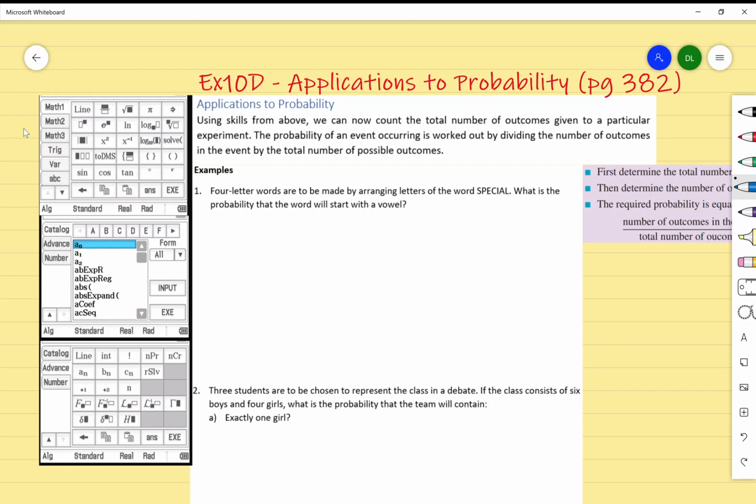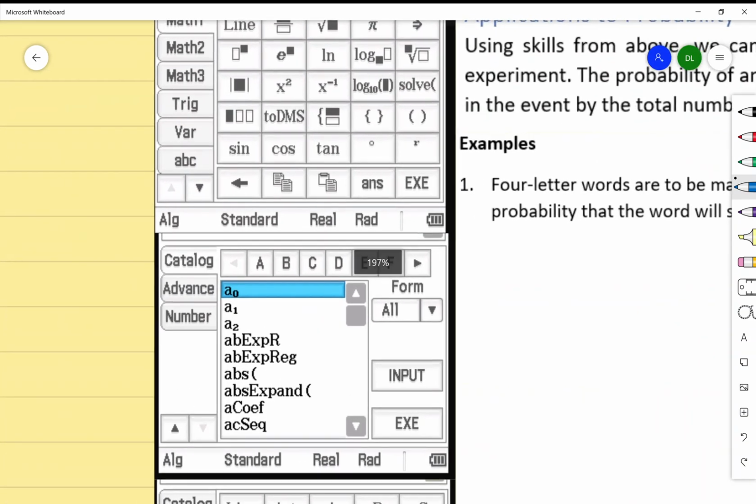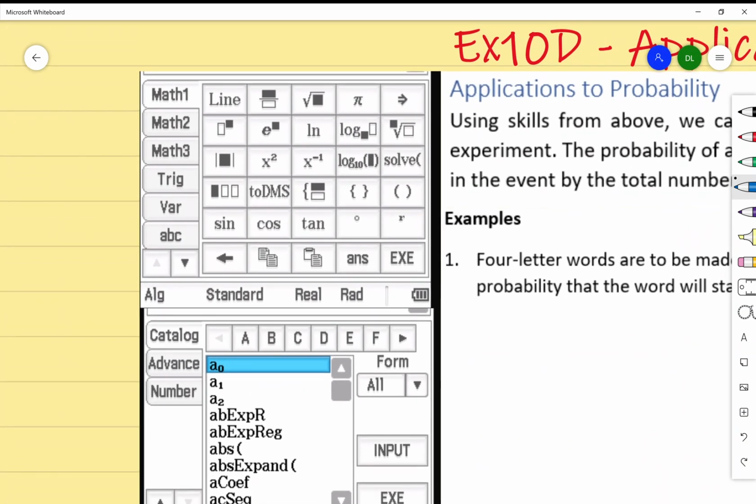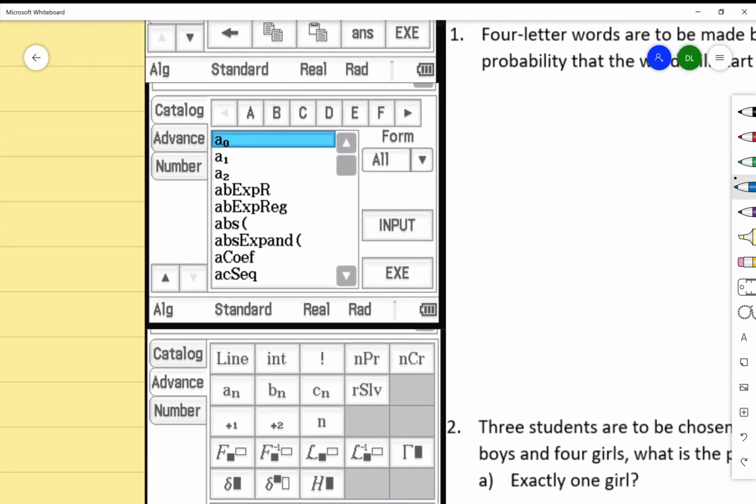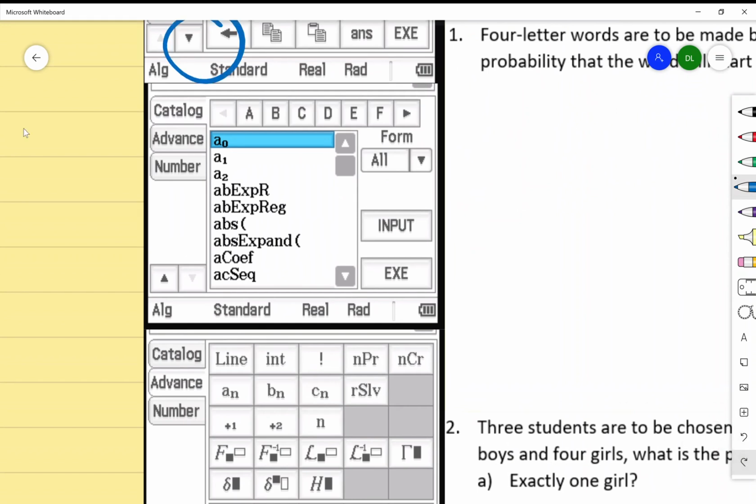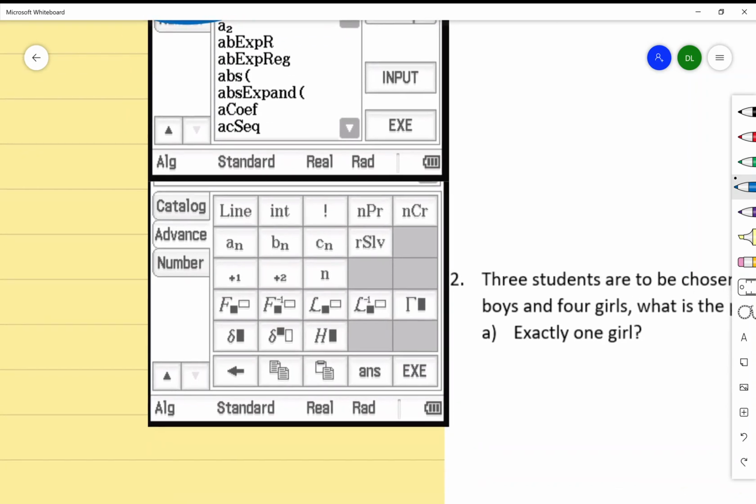Before we get into that, I do want to very briefly mention how to use combinations and permutations on the ClassPad calculator. On the left-hand side here, I've included some screenshots of what your calculator looks like. On the top left, we've got an image of what your screen looks like when you press the keyboard button. Press the down arrow, and you'll end up with this screen, which has catalog, advanced, and number. If you press the advanced key, you'll end up with the screen on the bottom.